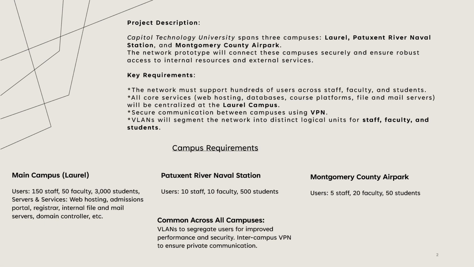Slide 2. Now, the project focuses on creating a secure network spanning three campuses: Laurel, Patuxent River Naval Station, and Montgomery County Airpark. These campuses need to be connected while ensuring that data can be securely transmitted between them. The network must support hundreds of users across staff, faculty, and students. All core services such as web hosting, databases, course platforms, file and mail servers will be centralized at the main campus in Laurel. Communication between campuses will be encrypted via VPN. Additionally, VLANs will be used to segment users into separate logical groups, improving performance and security.